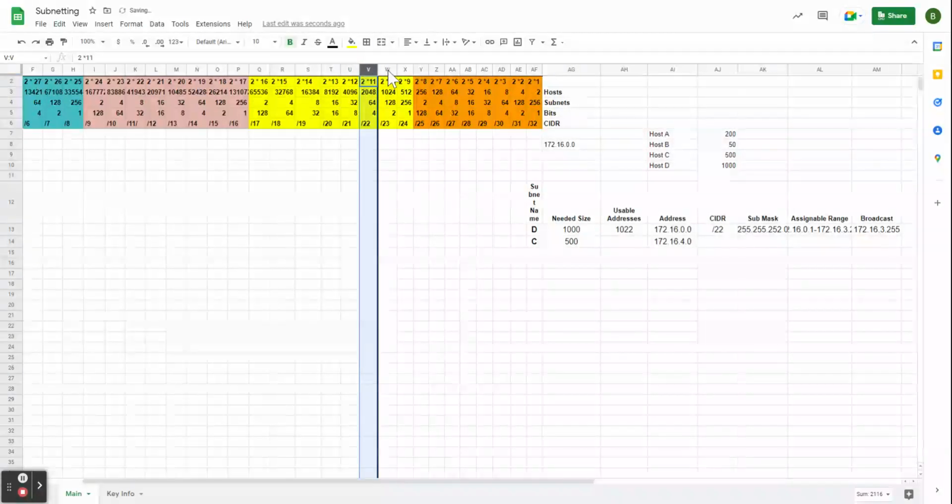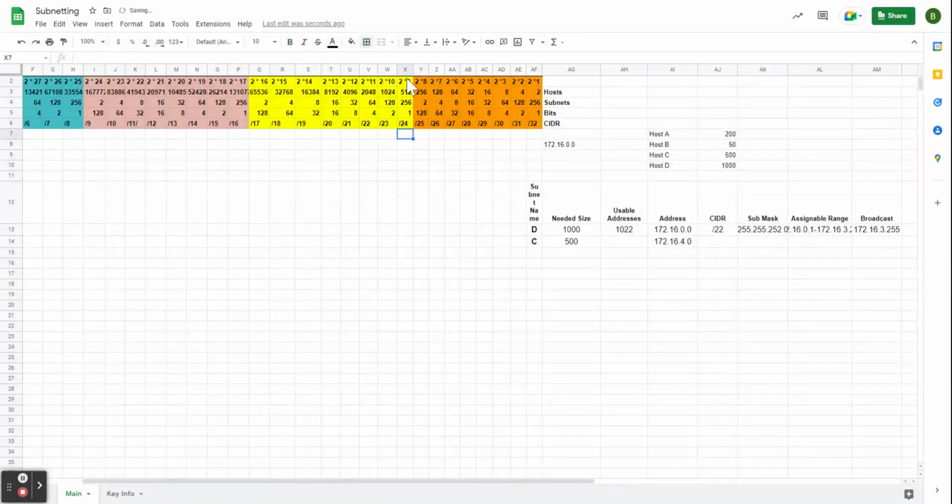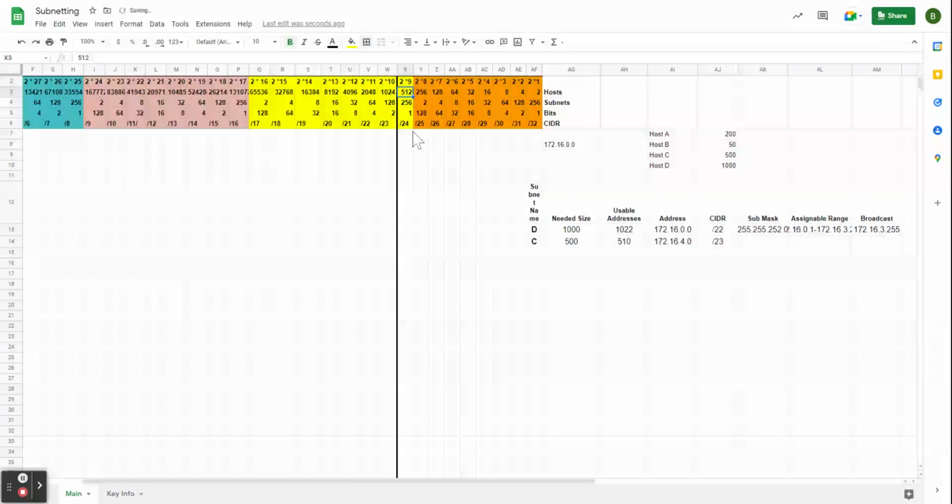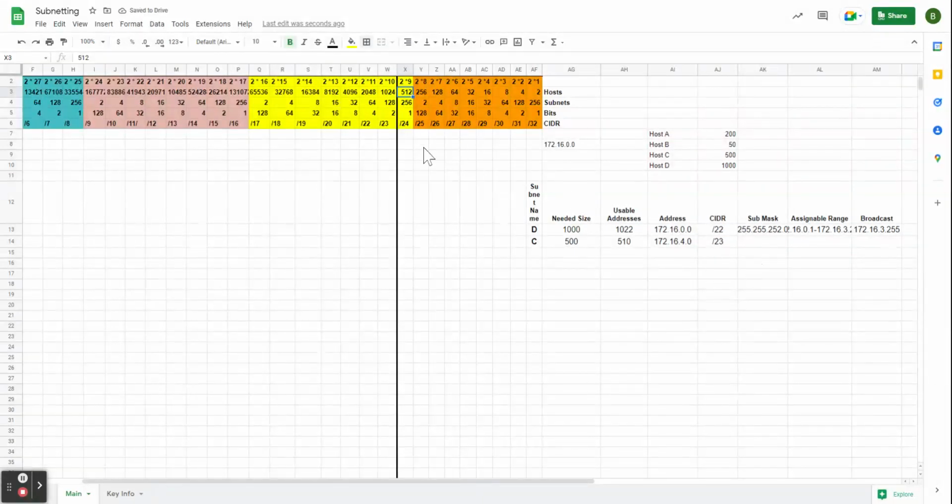Okay, so the next highest number is subnet C, and we need 500. Let's get rid of that line. Again, closest to but greater than the number of hosts that we need, so this is going to be 512. The new CCNA notation is a /23, and the usable addresses is 510, so it's subtracting 2 from the host number. The subnet mask, adding these together, is 254, so it's 255.255.254.0.